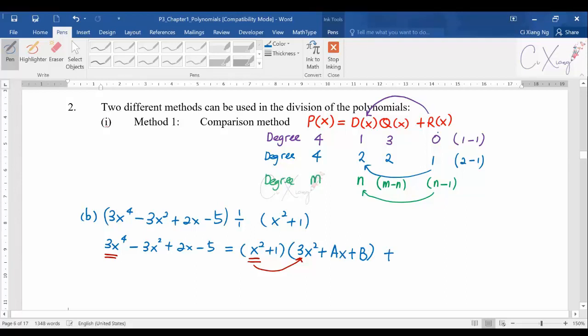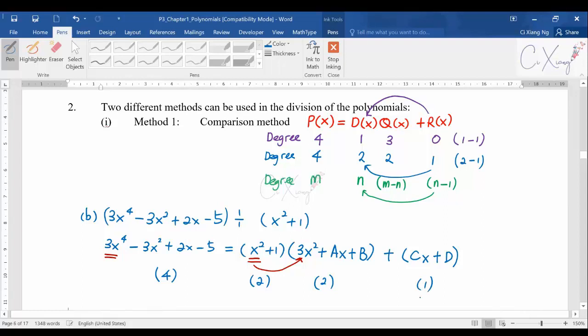Then plus remainder. Now the degree of the remainder should be 1, because you take 2 minus 1 to get 1 here. So that means the remainder for this example should start with x power 1. What is the coefficient in front of x power 1? I don't know, so it should be cx and then plus d. The next term will be x power 0. So this will be your remainder, and this will be your quotient. Later you need to apply the comparison method to find all the values for a, b, c, and d. Again, polynomial is degree 4, divisor is degree 2, quotient is degree 2, remainder is degree 1.